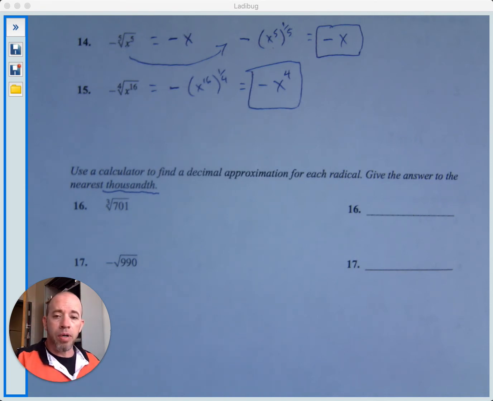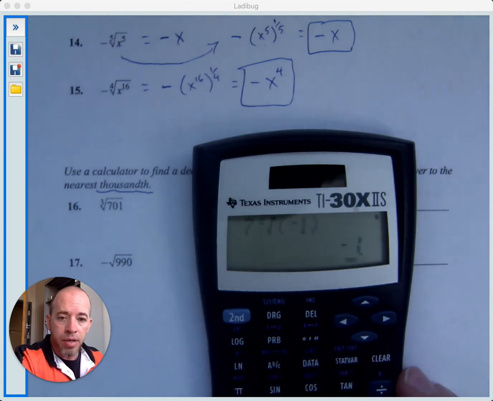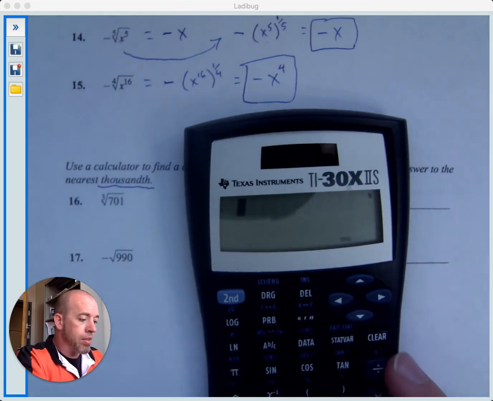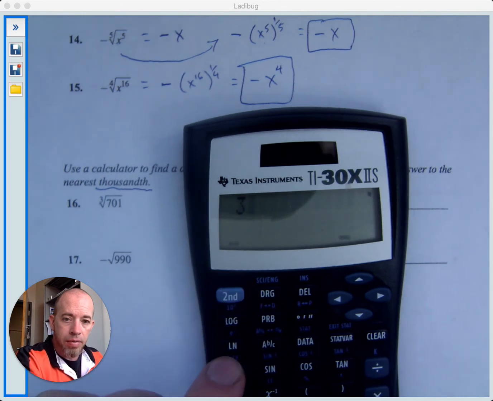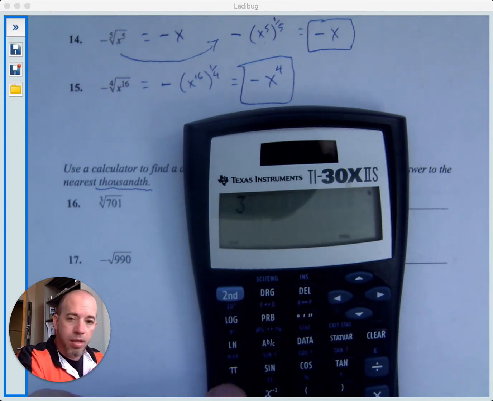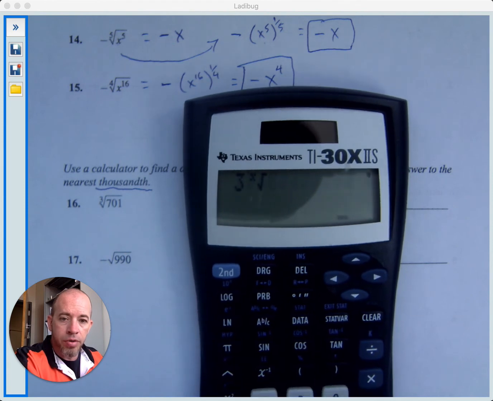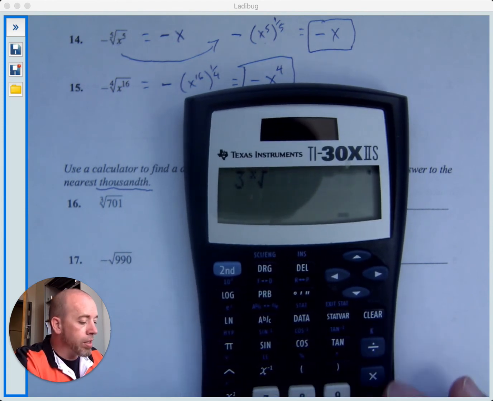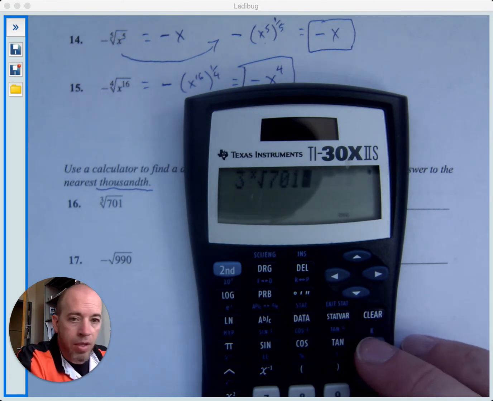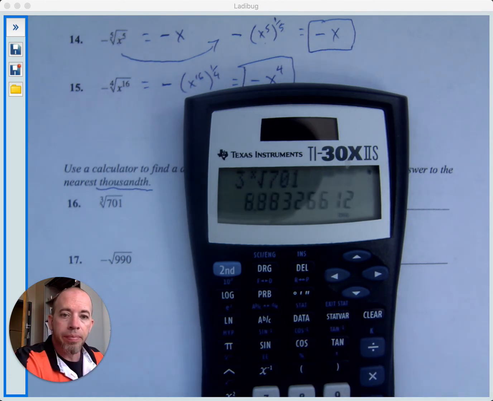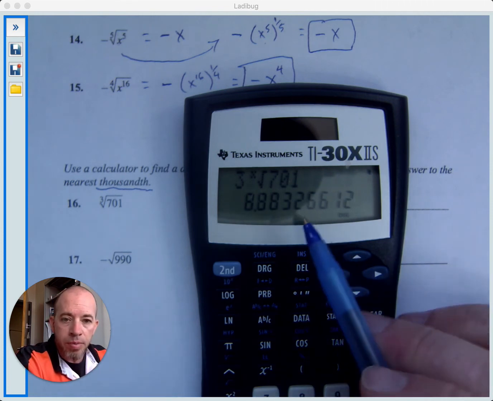Cube root of 701. It's not going to come out to a nice number, but I'm going to do 3, second, the caret key, so that's the third root, 701, and see what it tells me. 8.88326660. Okay, so we go to 3 decimal places, which is the 3.